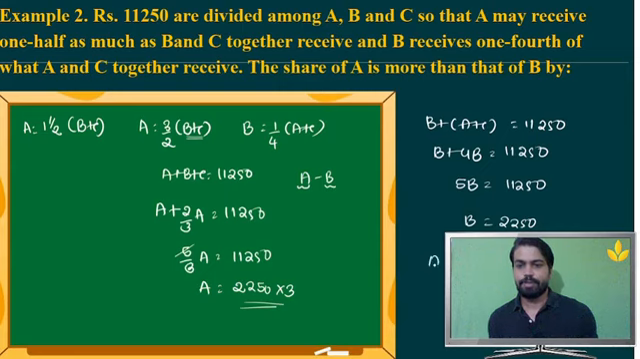Now the question is A minus B. A is 3 times 2,250 and B is 1 time 2,250. So A minus B will give you 2 times 2,250, which is 4,500. That's my answer.